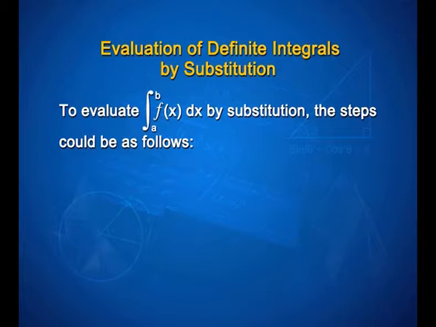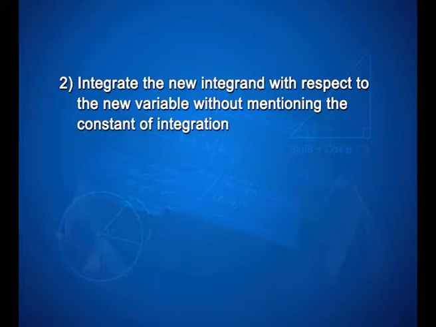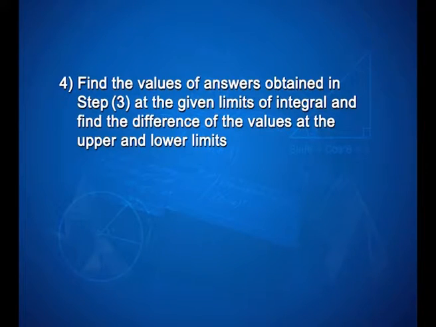Now, let us discuss the evaluation of definite integral by substitution. To evaluate integral a to b f(x) dx by substitution, the steps could be as follows. First step, consider the integral without limits and substitute y is equal to f(x) or x is equal to g(y) to reduce the given integral to a known form. Second step is to integrate the new integrand with respect to the new variable without mentioning the constant of integration. Third step, resubstitute for the new variable and write the answer in terms of the original variable. Fourth step is to find the values of the answer obtained in step 3 at the given limits of integral and find the difference of the values at the upper and lower limits.